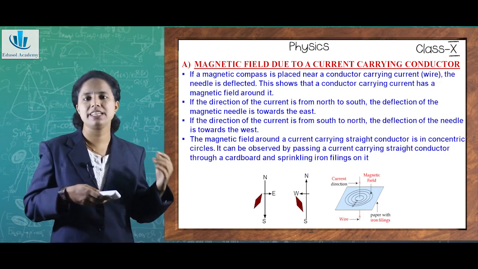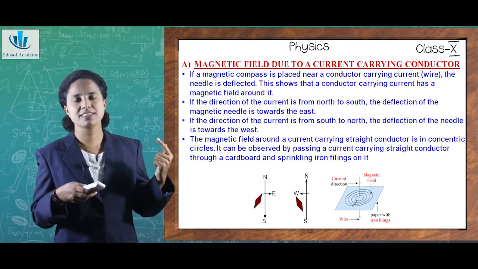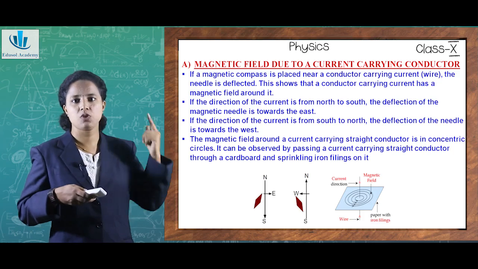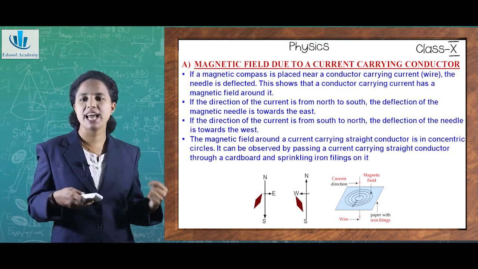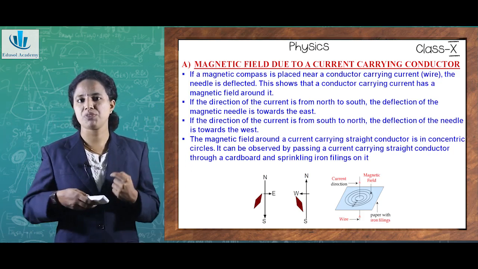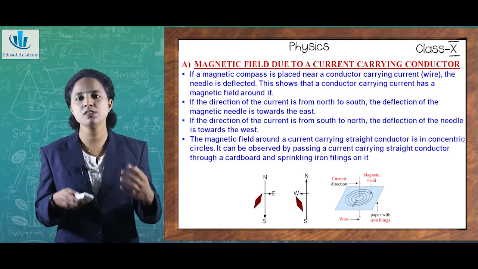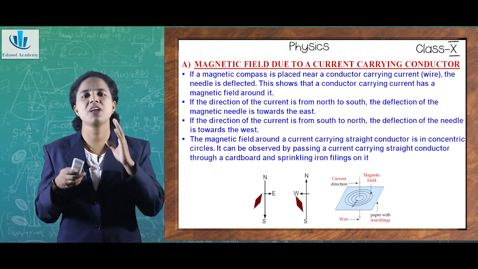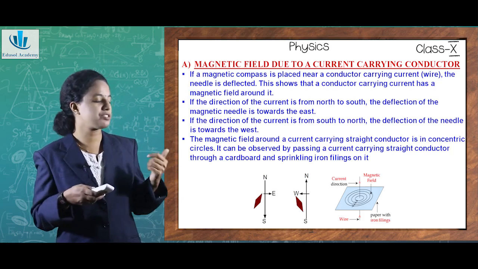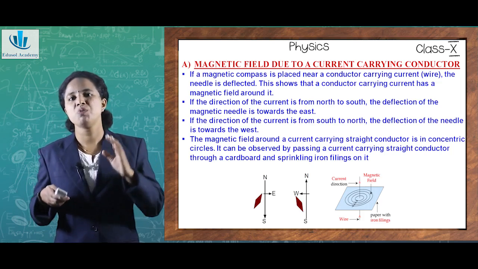So, when the current is from north to south, you can see the deflection of the needle is towards the east. But in the second diagram, you can see the arrow mark, that is, if the direction of current is from south to north, then the deflection of the needle is towards the west. So, the magnetic field around a current carrying conductor always appears in the form of concentric circles. This is clearly shown in this particular figure.